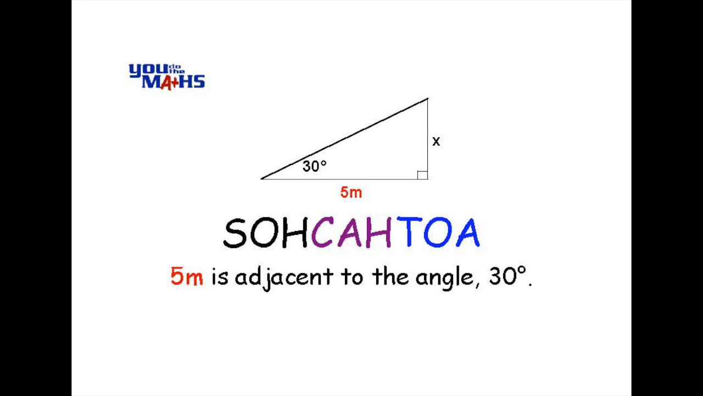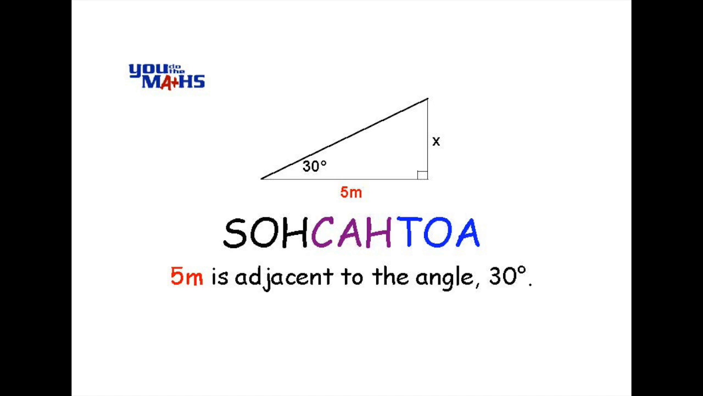Of course, adjacent means next to, and there is another side which is adjacent to the 30 degree angle, but that largest side, which is sloping in a diagonal manner, is called the hypotenuse, and that's called the hypotenuse because it's opposite the right angle. So in summary, tan is the trig ratio that we're going to use.